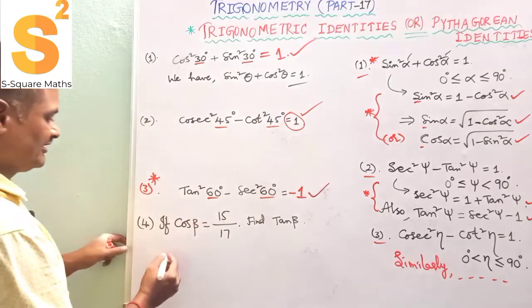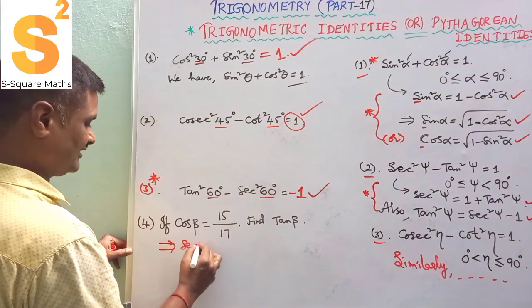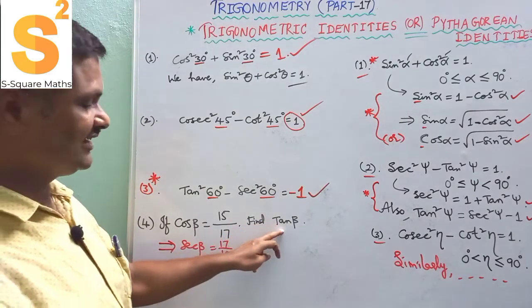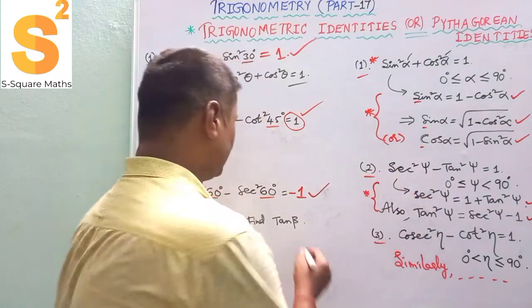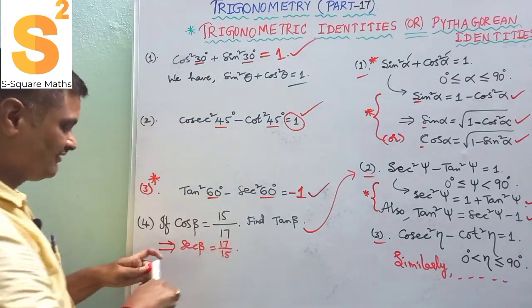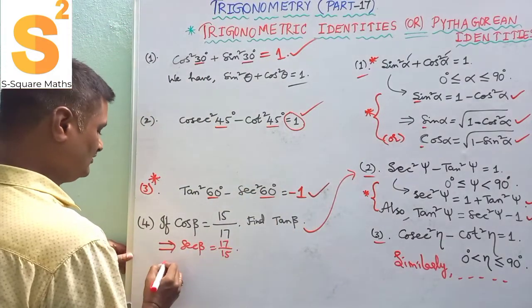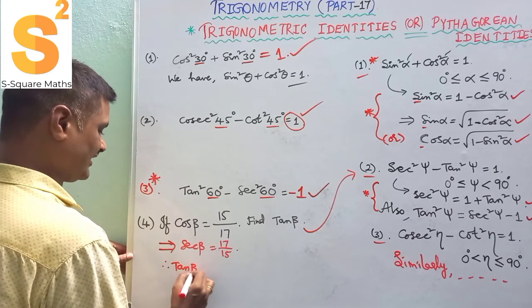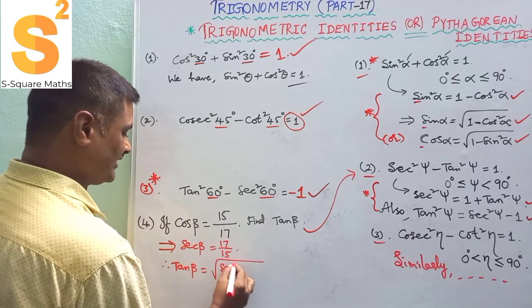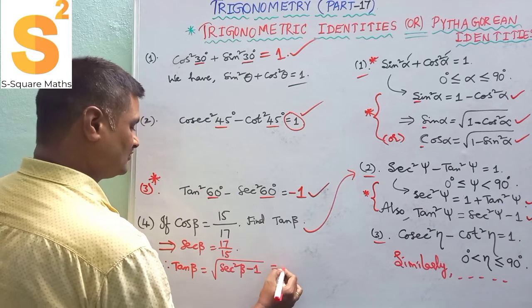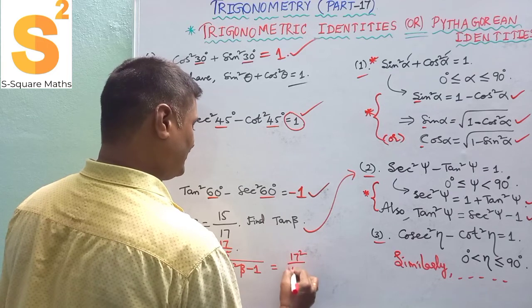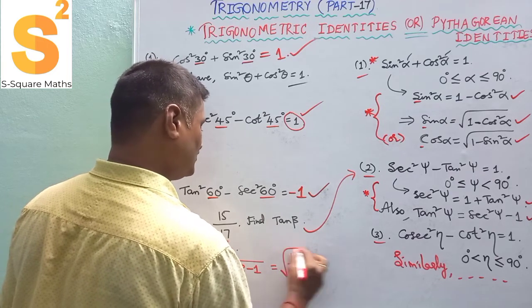Okay, so this can be written as now sec beta is nothing but 17 by 15. So why have I taken the reciprocal? To find tan beta here, because we have sec square psi minus tan square psi is 1, so that's why. So to get the value of tan beta, I can write tan beta is equal to nothing but the square root of sec square beta minus 1. So here, 17 square by 15 square minus 1 under the root.